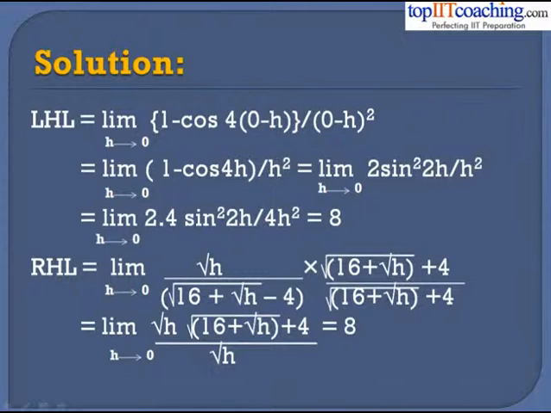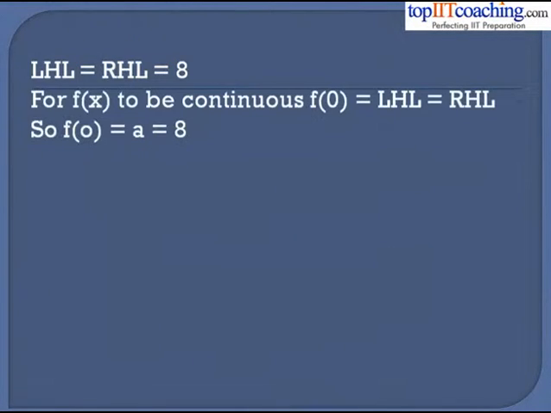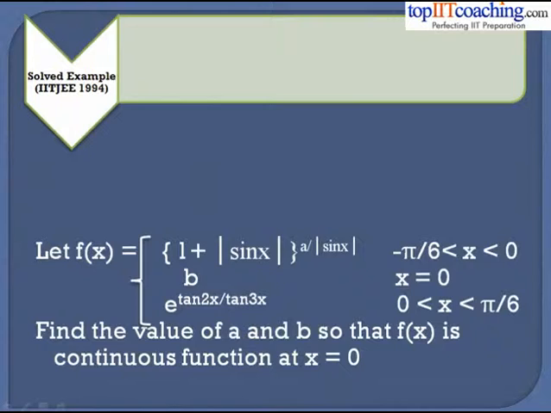Therefore, we see that the right hand limit is equal to 8 and the left hand limit is also equal to 8. Therefore, LHL is equal to RHL, and hence the limit exists at the point x equal to 0. Now, for function f(x) to be continuous, we see that f(0) must be equal to the left hand limit, which is equal to the right hand limit. Therefore, f(0) is equal to 8. Now, f(0) is nothing but equal to a, and so we can say that a is equal to 8. So, let's try to solve one more example.